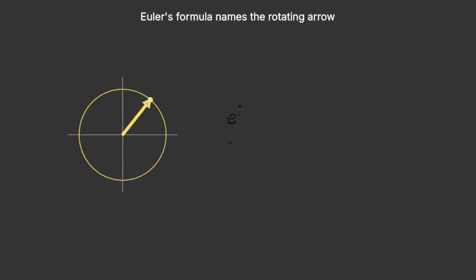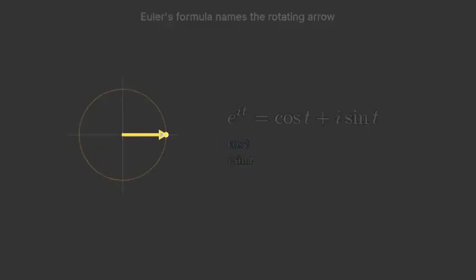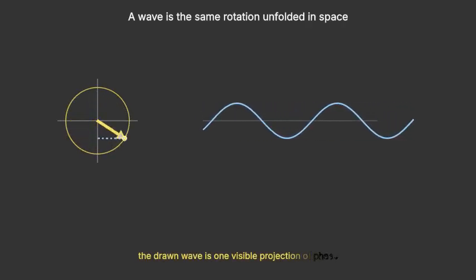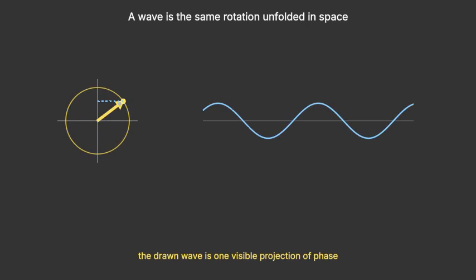Euler's formula gives a name to the rotating arrow. e^(it) is cos t + i sin t. A wave is the same idea unfolded in space. The curve we draw is one visible projection of a rotating phase.